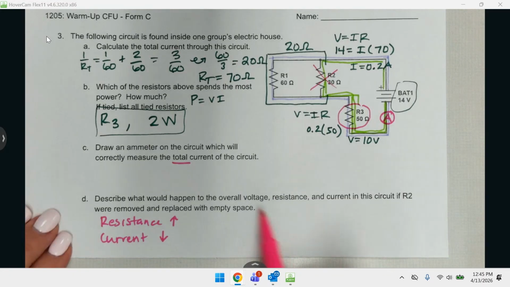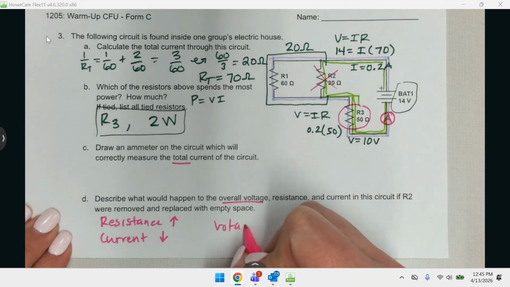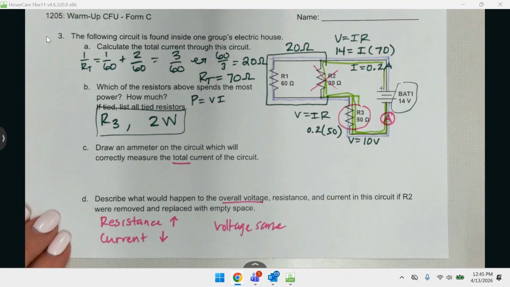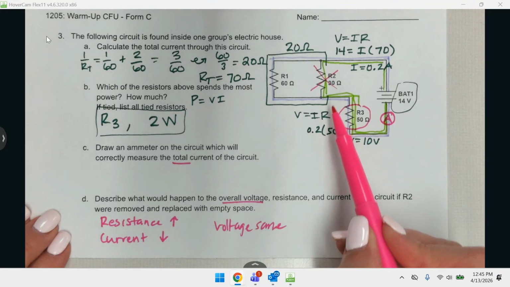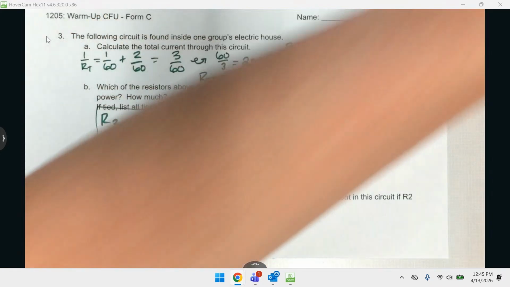The voltage, on the other hand, is determined by the battery. We're not affecting the voltage at all. Okay, and so voltage is unchanged or stays the same, whatever you want to write. However, you would increase your resistance because you removed a pathway, and that would cause your current to decrease as a result. So that's Form C. All right, we got one left. Let's go ahead and take a look at Form D.